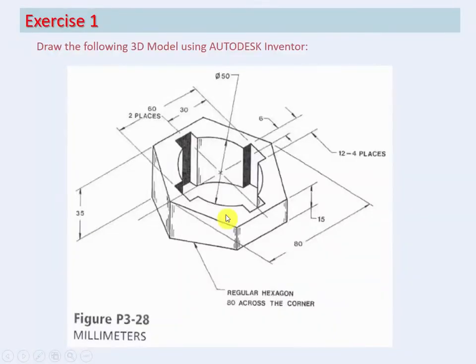Now guys, we will talk about exercise number 1, how we can draw this part. We will start from a hexagonal shape, or polygon with 6 sides. The dimension of this polygon is 80, from this corner to this corner, 80. And the height of this shape is 35.